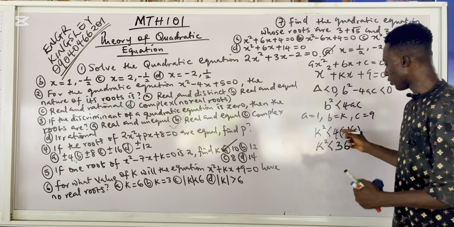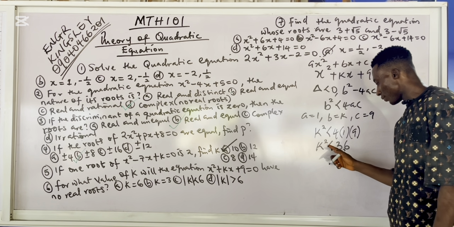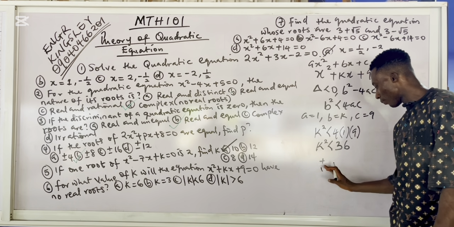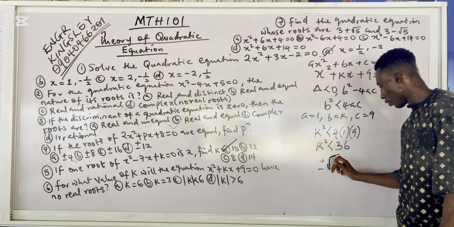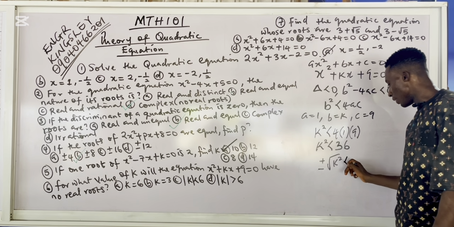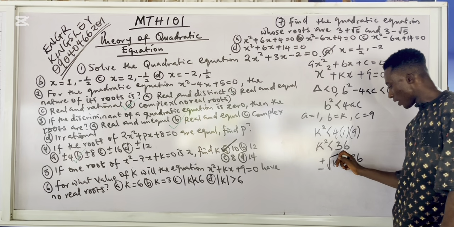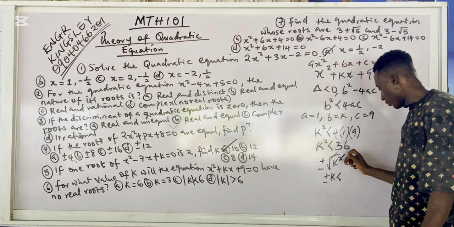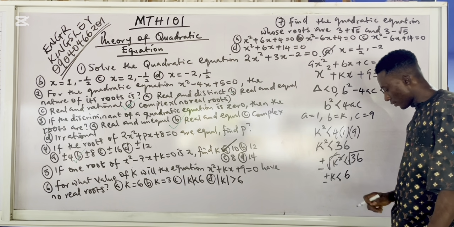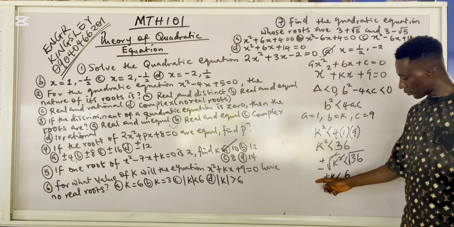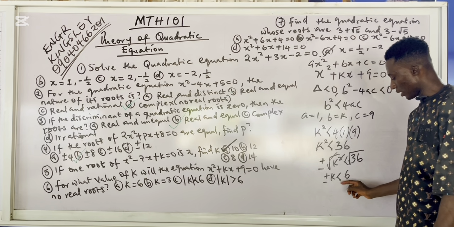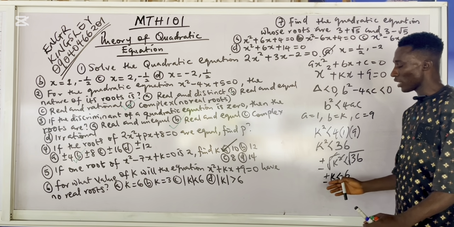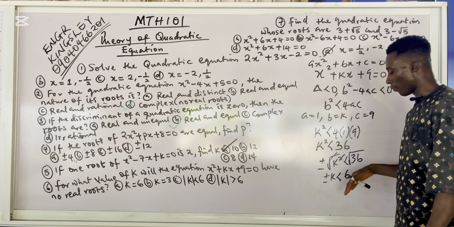Here the inequality rule is telling us that there are two intervals bound for 36. You'll be having plus and minus square root of k squared to be less than 36. So if this cancels this, you have plus and minus k to be less than the square root of 36, which is 6. So the interval rule is plus and minus k is less than 6. If we want to approach this, we have the interval between -6 and +6.